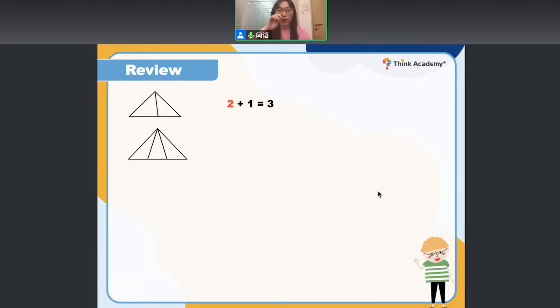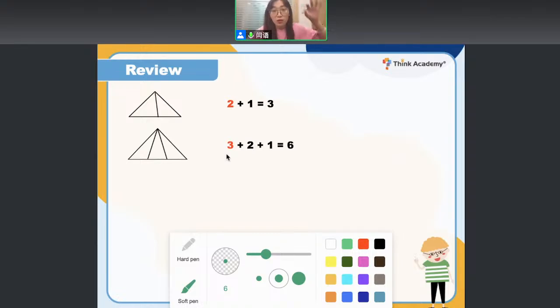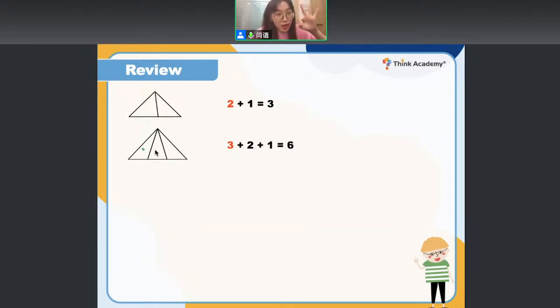Okay, so here everyone, let's have a look. Actually, that is 3 plus 2 plus 1 equals 6. Why is it 3? 3 refers to the 3 smallest triangles. So here everyone can see 1, 2, 3, right? And what about the 2? Can you find the 2 here? That is the medium one. The medium one refers to 2 triangles combined into 1 triangle. So now you see we have 1.